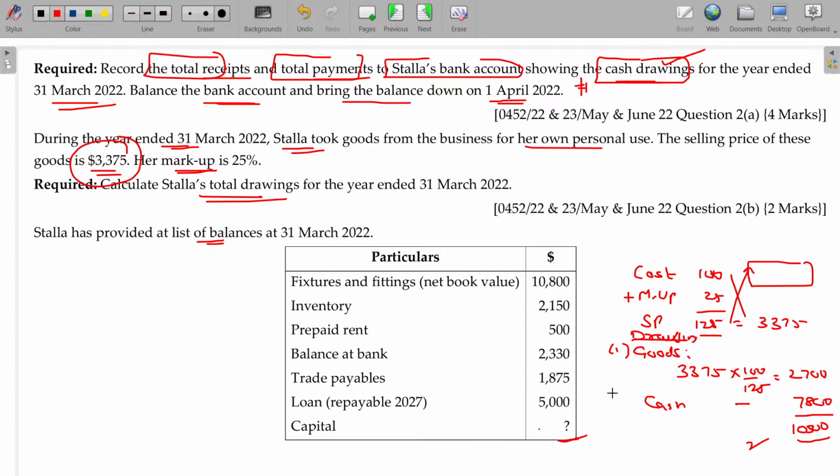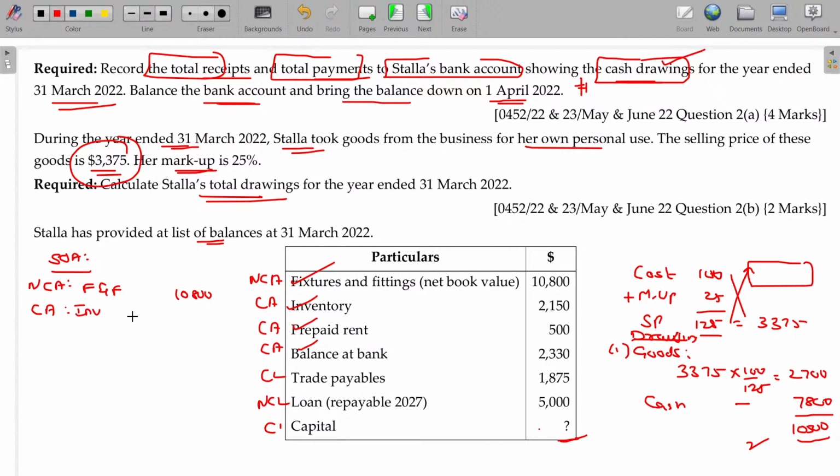So in the statement of financial position, fixtures and fittings being non-current asset, inventory current assets, prepaid rent current assets, balance at bank current assets, trade payables current liabilities, loan non-current liabilities, and you can find out the missing information, which means capital. So non-current assets, statement of affairs. You need not follow the complete set, but anyhow I just write non-current assets. Under that we have fixtures and fittings, the value being 10,800, and current assets. Under that we have inventory, prepaid, bank balance.